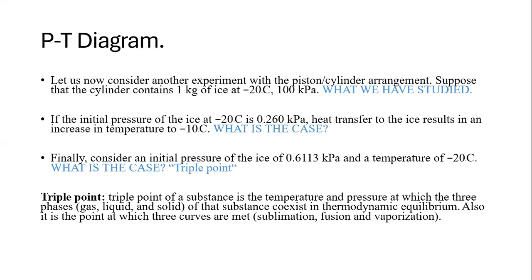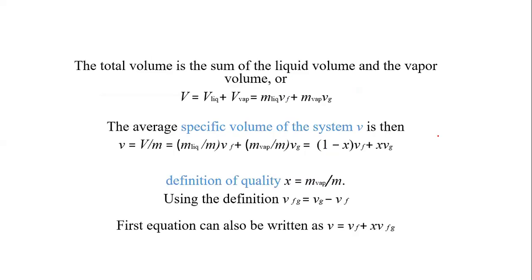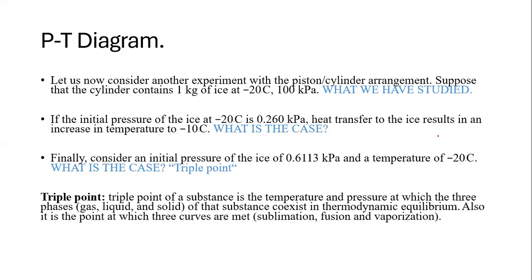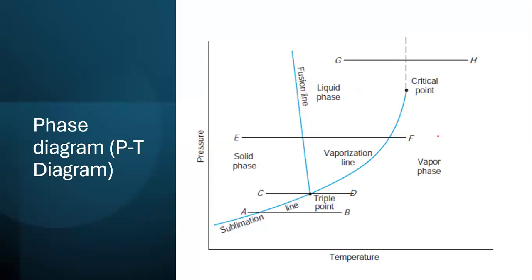All right, so now we are going to continue off where we left. Remember what we have discussed. Just to remind you, we spoke about the quality of our vapor, and then we looked at the TV coordinates for saturation conditions and so forth. Now we're going to look at the PT diagram, which is called the phase diagram.